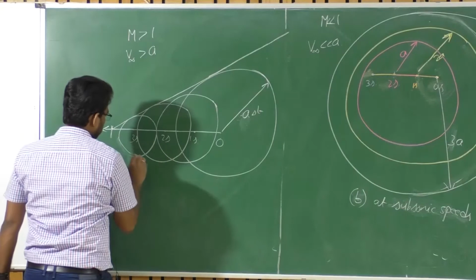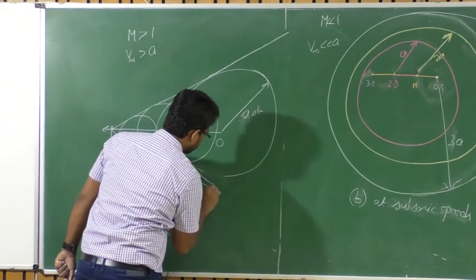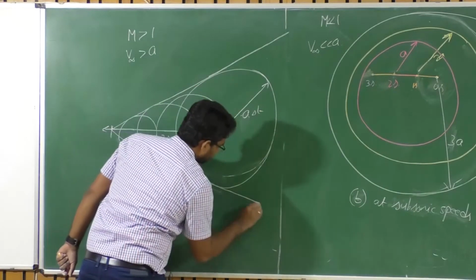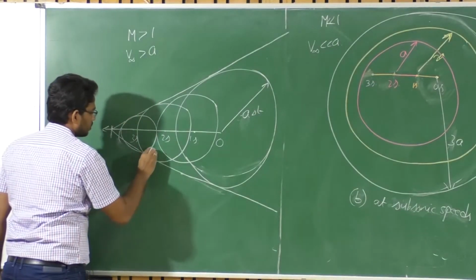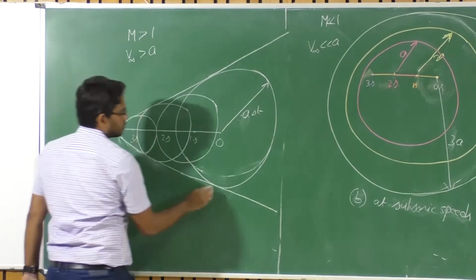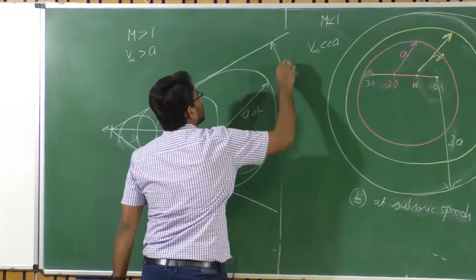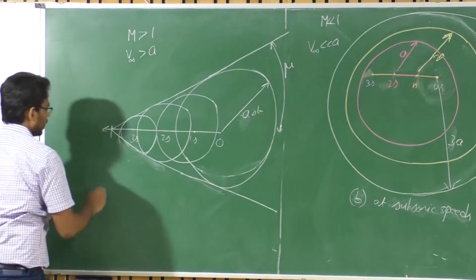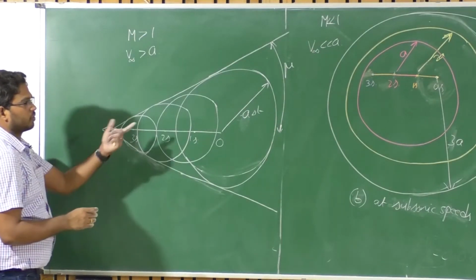cone. So this is not exactly to scale, which is the reason why we may not be able to get the tangents properly. But say if you draw a tangent to all these circles, this particular angle is known as mu, which is the cone angle here. So this forms a Mach cone angle.